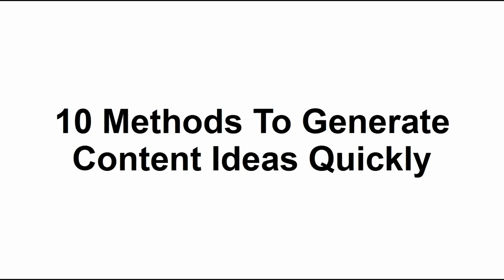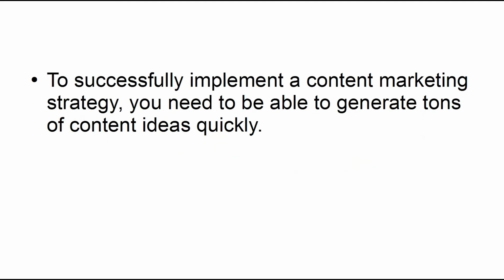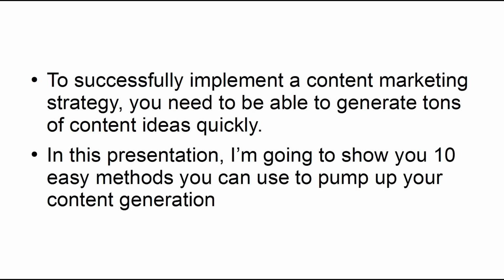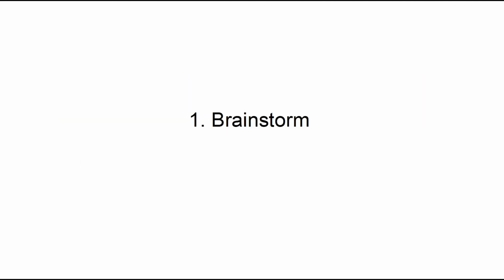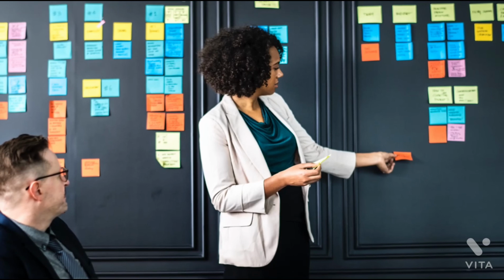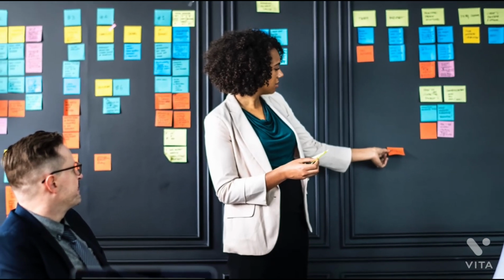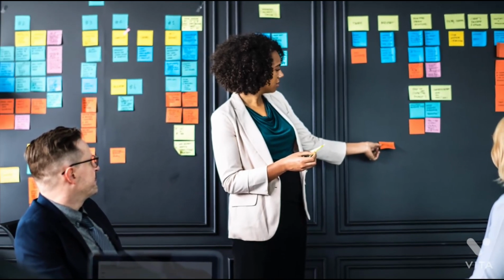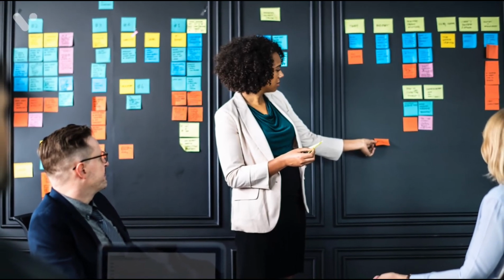10 methods to generate content ideas quickly. To successfully implement a content marketing strategy, you need to be able to generate tons of content ideas quickly. In this presentation, I'm going to show you 10 easy methods you can use to bump up your content generation. Number 1, brainstorm. You can brainstorm all by yourself, but if you work with a team, then that's a much better option as you'll get ideas from different people.